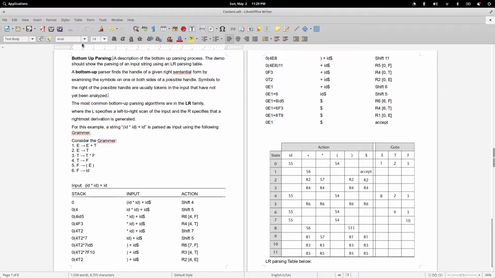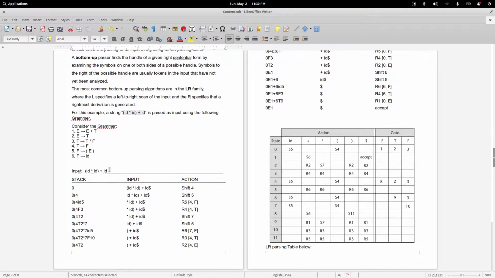For example, the string that I'm going to be parsing is (id * id) + id, using this grammar and these rules. These are the same rules provided in the book. I'll just be using a different string to parse with this grammar.